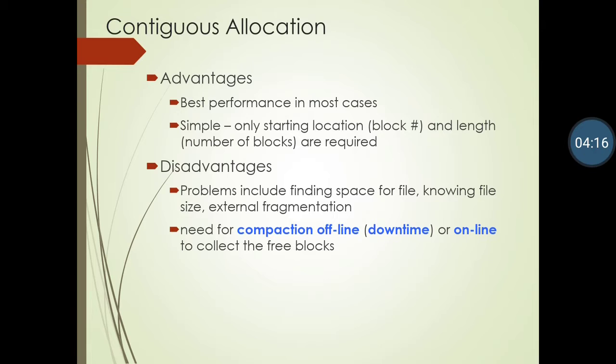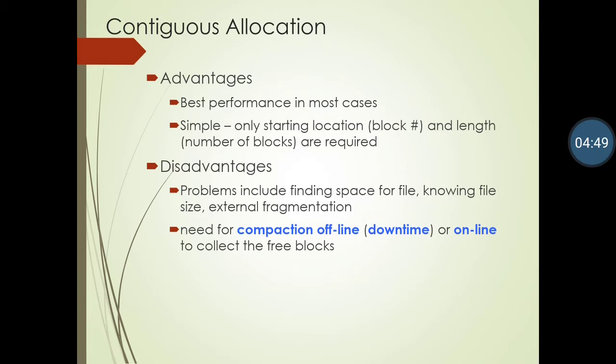Next, this contiguous allocation has some advantages as well as disadvantages. Advantage: best performance in most cases. It is simple; only the starting location and length are required. If you want to read or write a file, and we know the starting block as well as the length, you can simply read it. We can also access a block randomly. That is also possible. Disadvantage: finding space for a file is difficult.